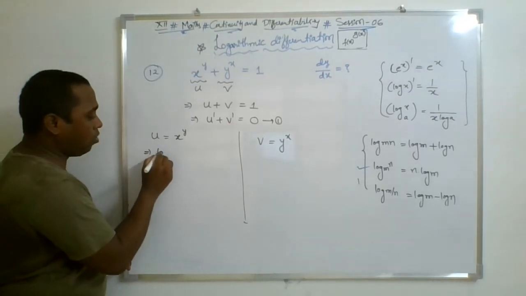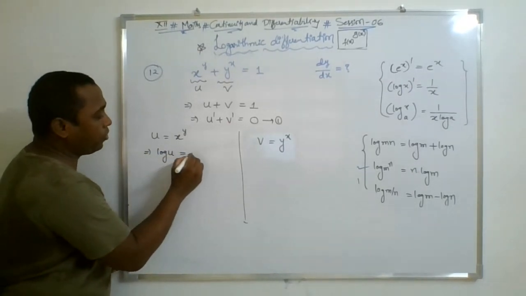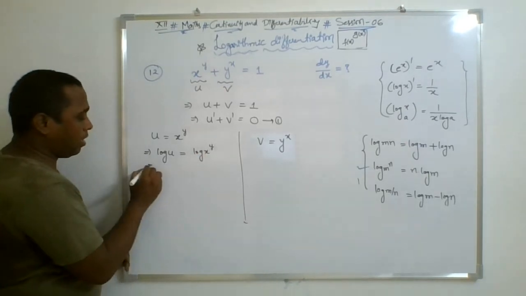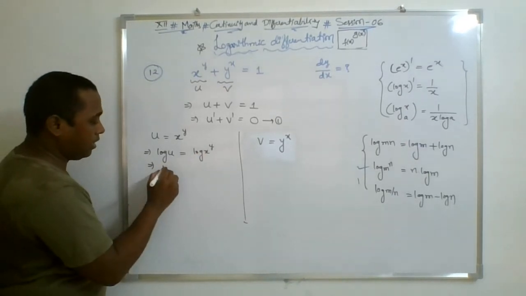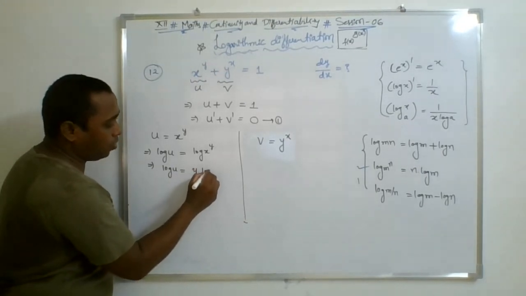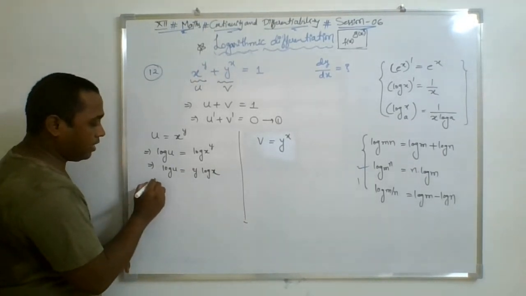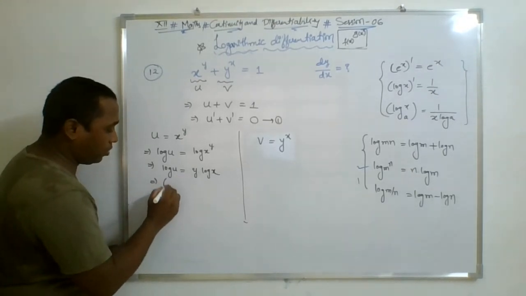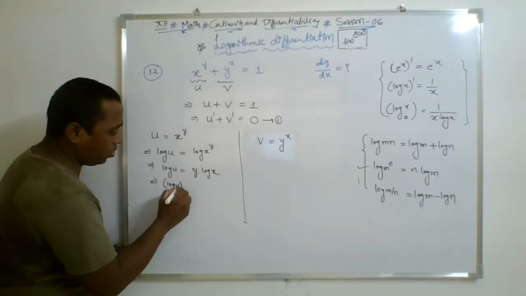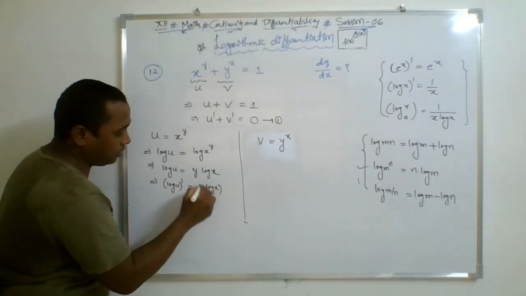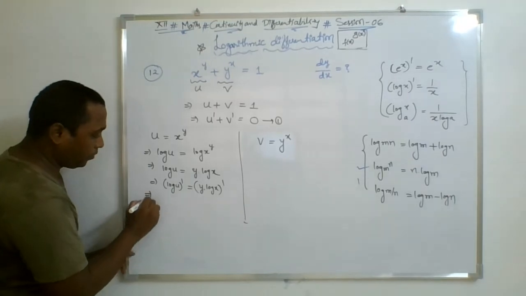So if we take log on both the sides, it becomes log u is equal to log x to the power of y. Apply the properties of log. So log u is written as y times log x. Then take differentiation on both the sides. So what is differentiation? It means y into log x, the differentiation.